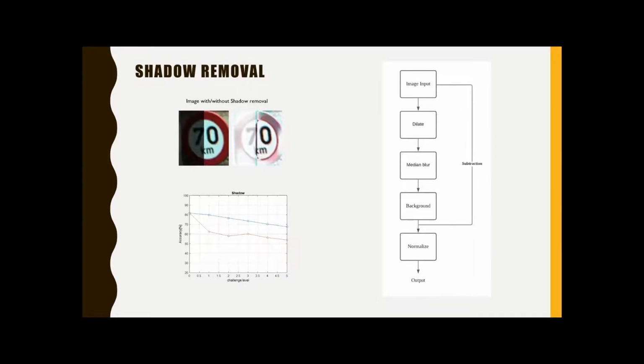Moving on to shadow removal. The shadow datasets contain images with artificial shadows. Those shadows are a factor that prevents detection accuracy.